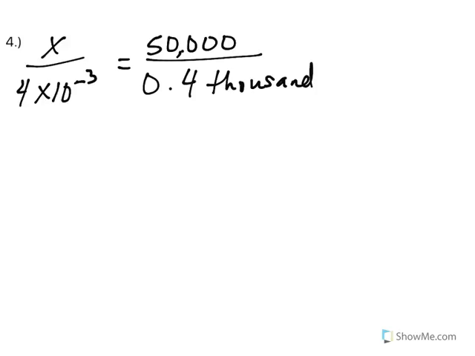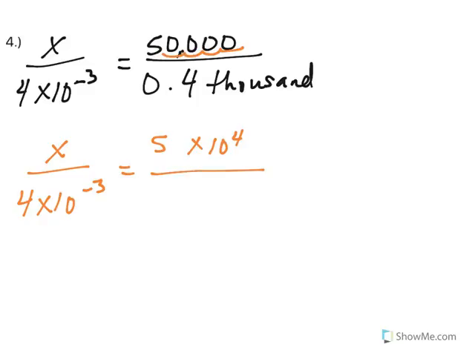All right, now this one really kind of looks ugly, and before I do anything else, I'm just going to rewrite this. Okay, so I have x over 4 times 10 to the negative third. 50,000 is 5 times 10 to the fourth, right? Move it 4 places, scientific notation. And then I have 0.4 times 10 to the third. And you might say, well, Becky, that's not scientific notation. You're right, it's not. But I'm not worried about it right now. Everything is in some times 10 to some power, and I'm good with that.